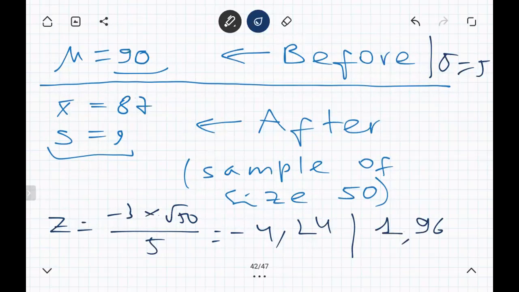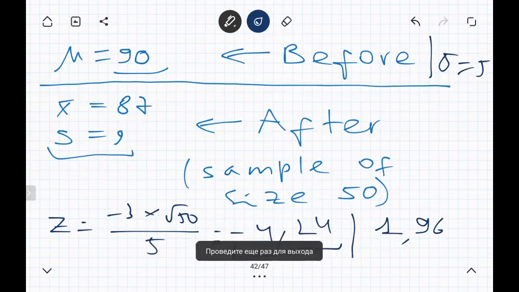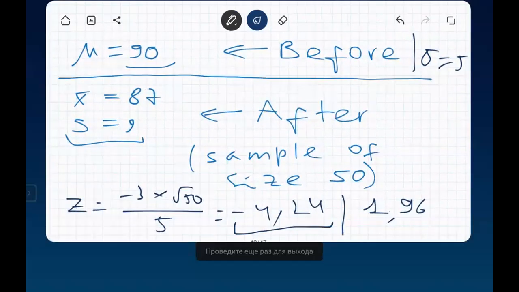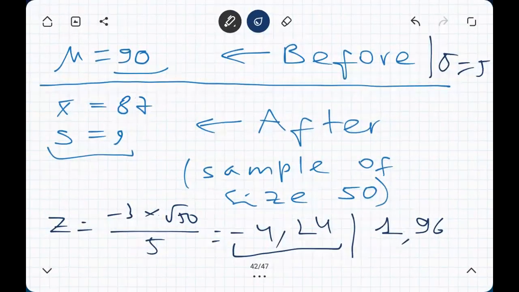We are saying that there is a real change in the grades of the students, right? And now we can calculate the additional thing. So let's remember this value of Z. It's minus 4.24. Where did you get minus 3? 87 minus 90. It's okay. So x minus mu.